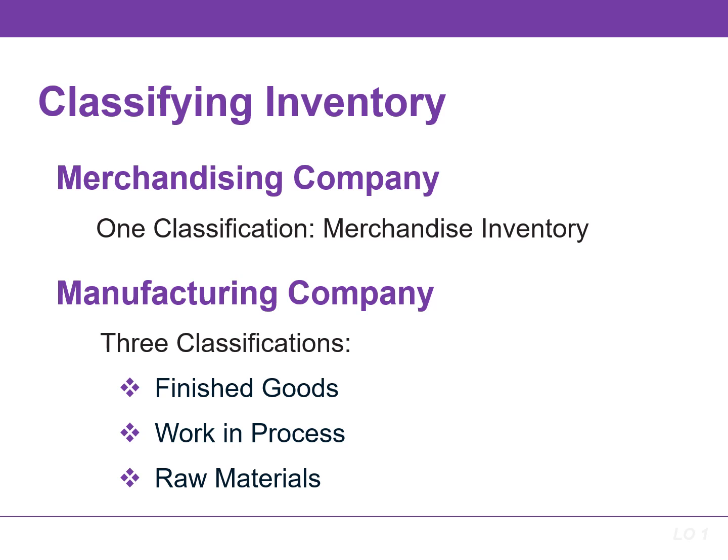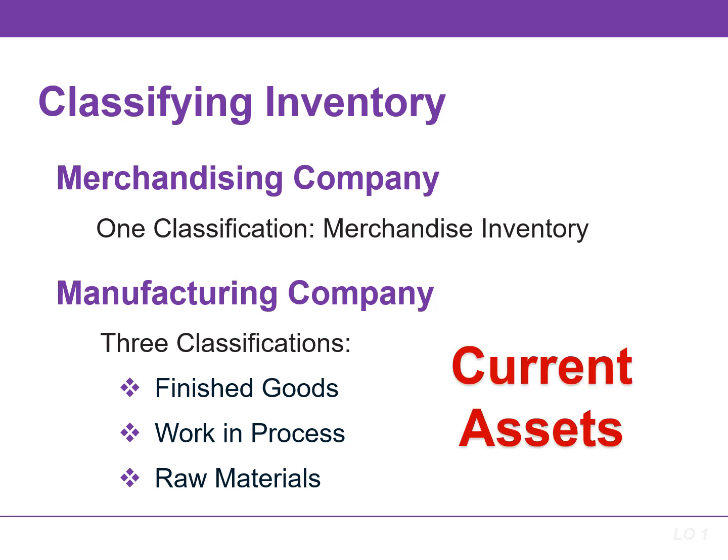In a manufacturing company, some inventory may not yet be ready for sale. As a result, manufacturers usually classify inventory into three categories: finished goods, work in process, and raw materials. Finished goods inventory is manufactured items that are completed and ready for sale, whereas work in process is that portion of manufactured inventory that has been placed into production but is not yet complete. And then lastly, raw materials are the basic goods that will be used in production but have not yet been placed into production. Regardless of the classification, both merchandising and manufacturing companies report inventories under current assets on the balance sheet.